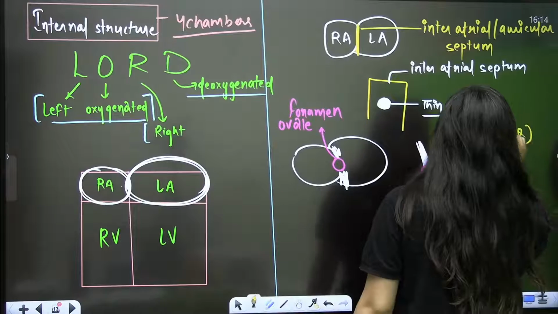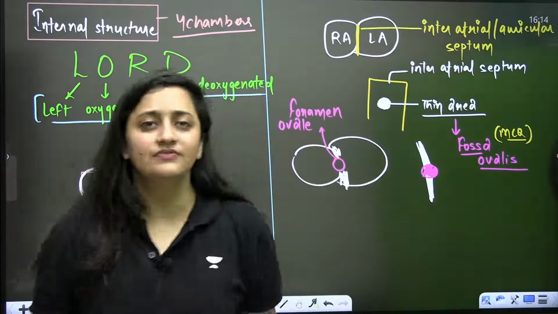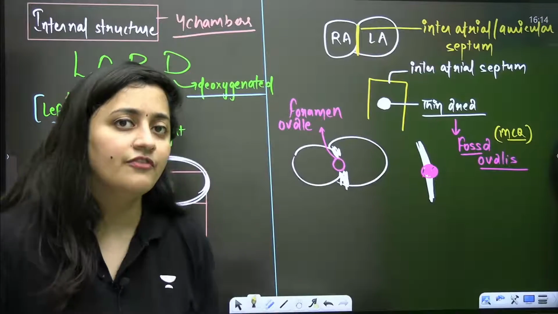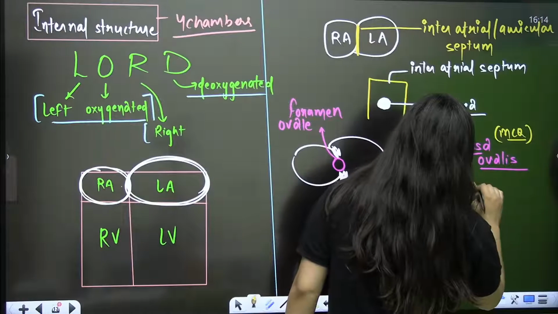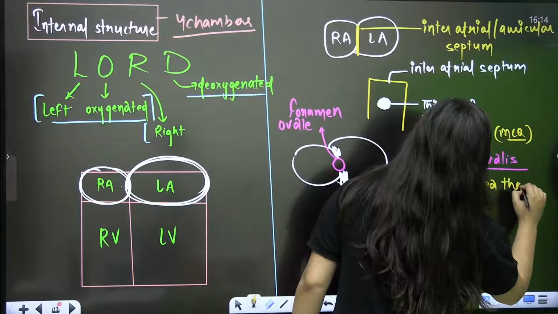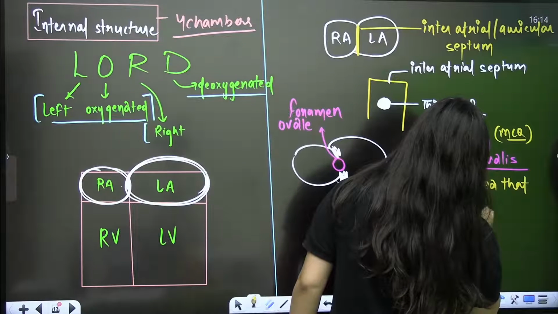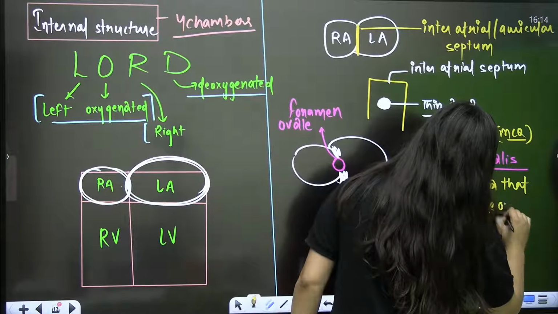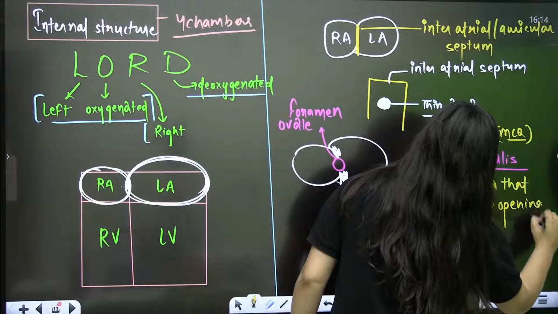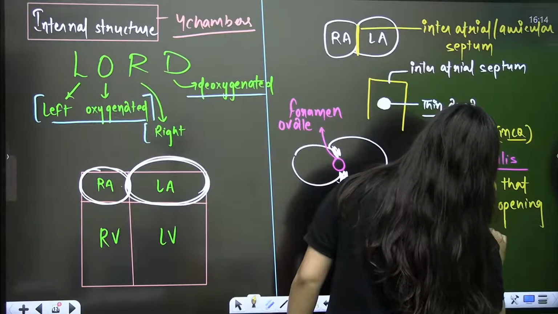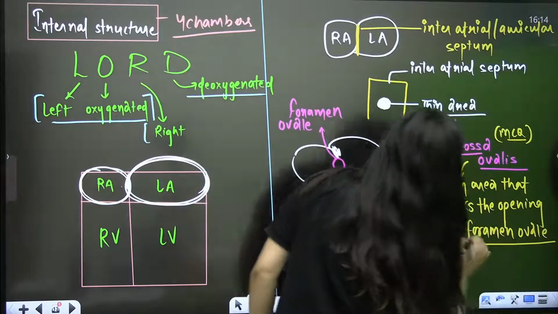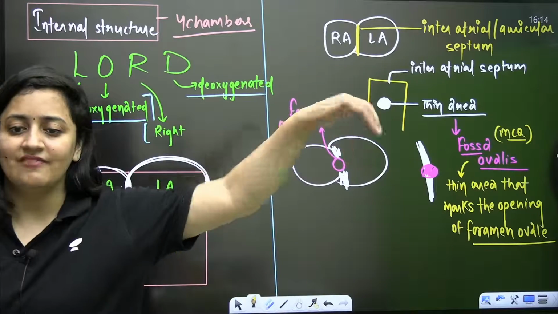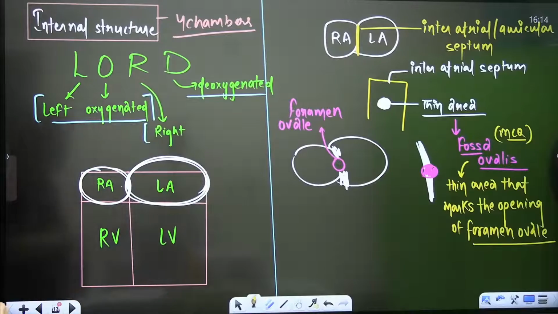In the NEET examination, a question can come like this: where is this fossa ovalis present? You should say the interatrial septum. What is this fossa ovalis? It is the thin area that marks the opening of the foramen ovale. So the foramen ovale, an opening, used to be there in the heart during its developmental stages, but later on it's not like that.